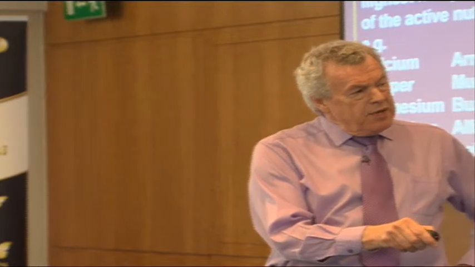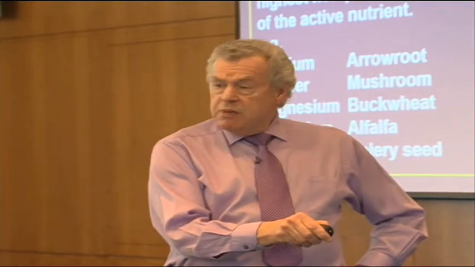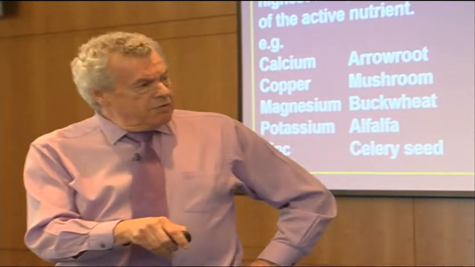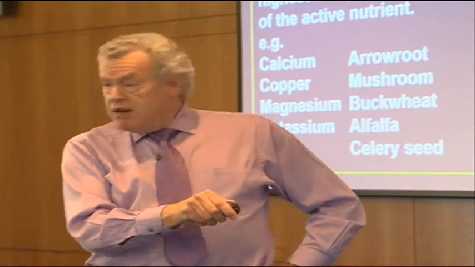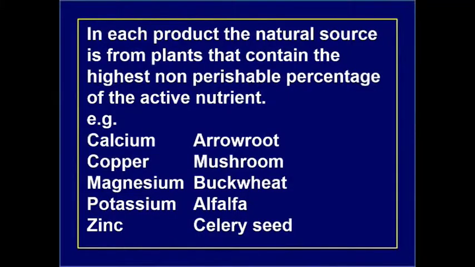Magnesium, I talked about before, is in buckwheat. Copper would be your mushrooms, your shiitake and reishi. And calcium is arrowroot. Arrowroot is often used as an alternative to breast milk when the breast milk isn't being produced. So it's an alternative to cow's milk for people allergic to cow's milk and breast milk.